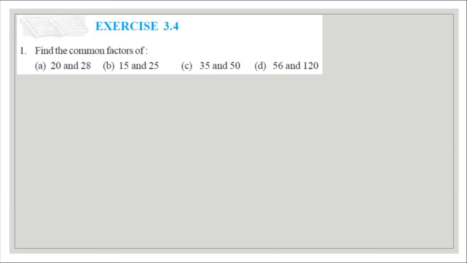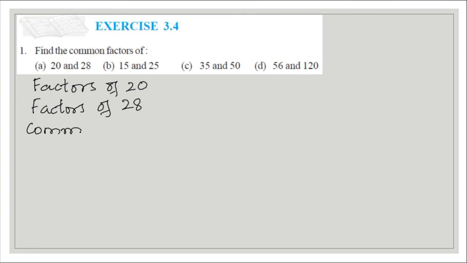In exercise 3.4, we have questions related to the factors and the multiples. Among these questions, the first one is to find the common factors of 20 and 28. So we need to find out the factors of 20, then the factors of 28, then we will find out the common factors.